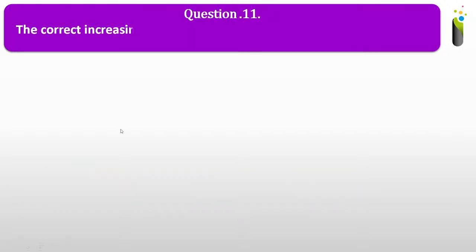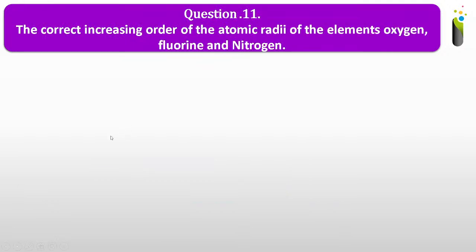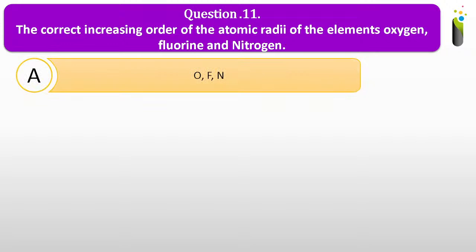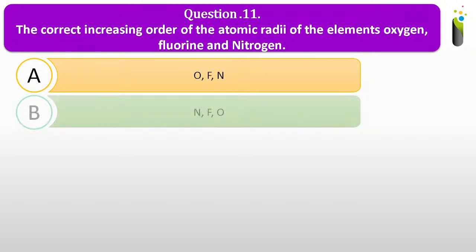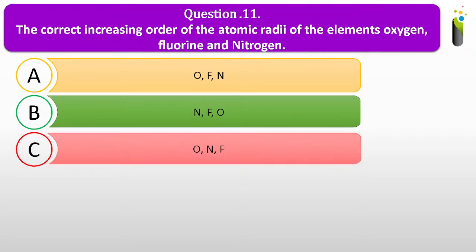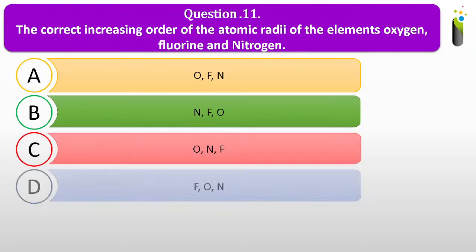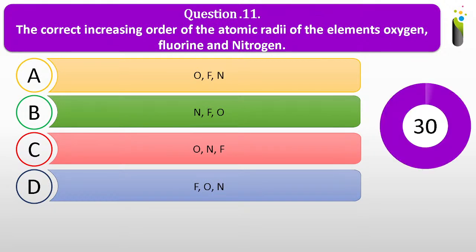Question number 11. The correct increasing order of the atomic radii of the elements oxygen, fluorine and nitrogen. A. Oxygen, fluorine and nitrogen. B. Nitrogen, fluorine, oxygen. C. Oxygen, nitrogen, fluorine. D. Fluorine, oxygen, nitrogen. So which is the correct increasing order of the atomic radii of the elements oxygen, fluorine and nitrogen?